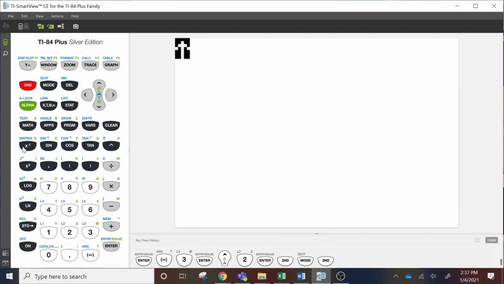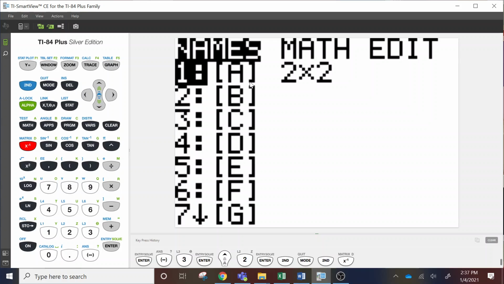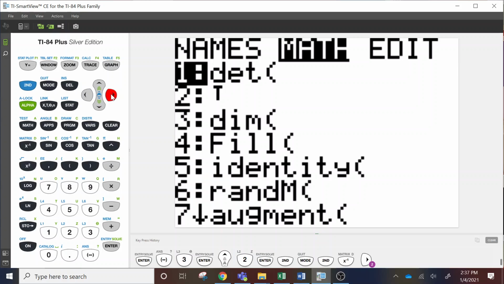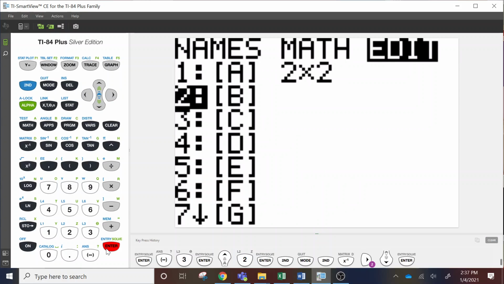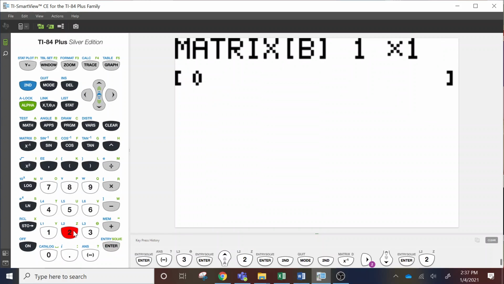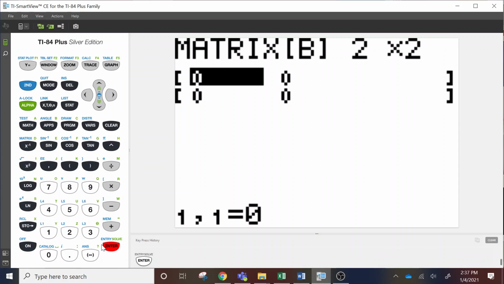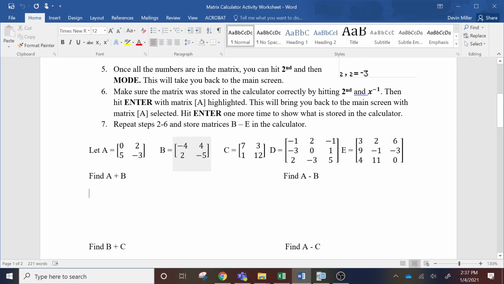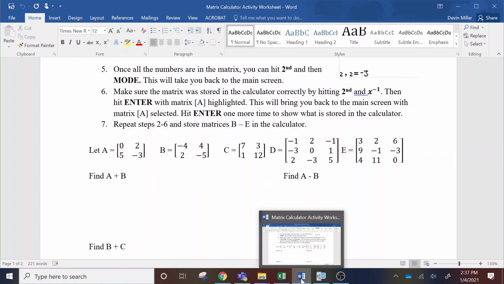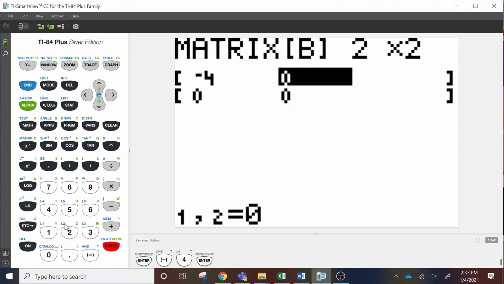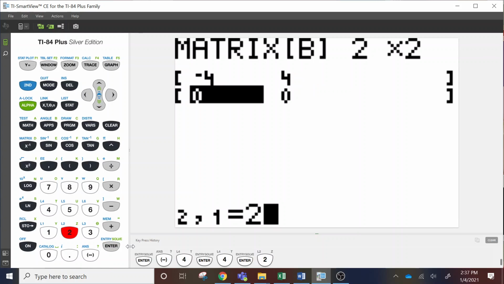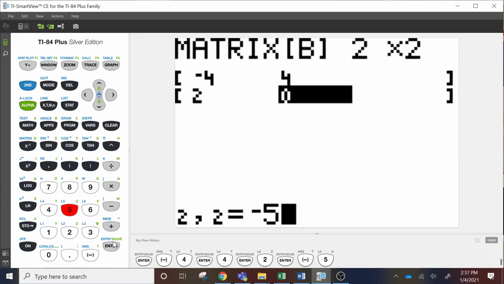So I'm going to hit second, matrix. See, you can see that matrix A is stored as a 2 by 2. We're going to go down to part B, but first you have to go over to edit, go down to matrix B, hit enter, go through the same process. This is going to be another 2 by 2, I believe. Hit enter again, and then we'll store it in here. So negative 4, 4 to negative 5. Now this one is stored as matrix B. I'm going to quit out again.